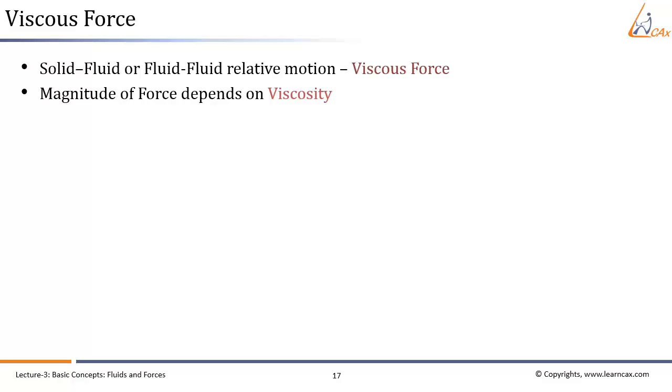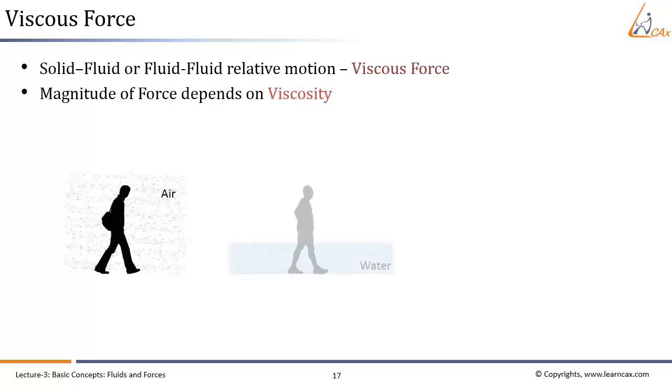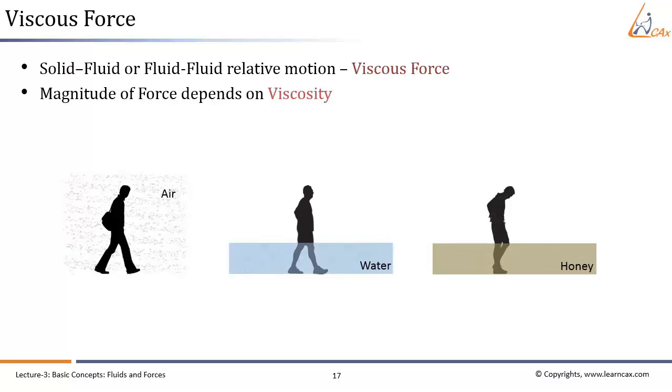Let me explain. Moving in air is much easier than moving in water. Moving in oil or honey would be even more difficult. Each fluid offers different levels of resistance to motion. It looks like there is a fluid property that represents this internal resistance of fluid to motion. This property of fluid is called viscosity.